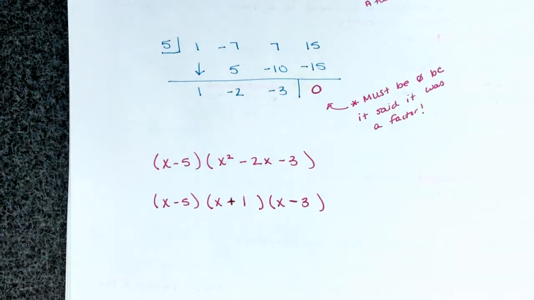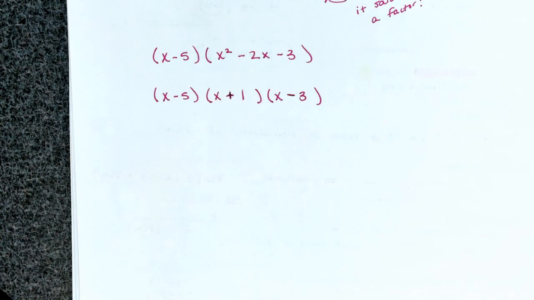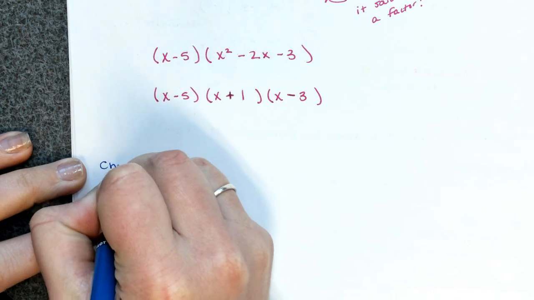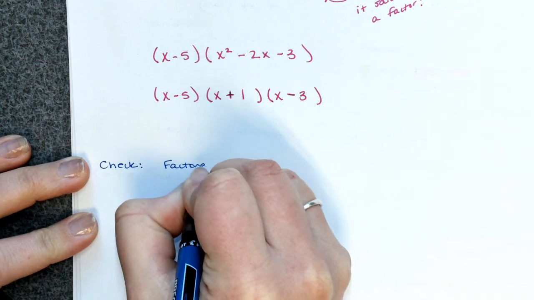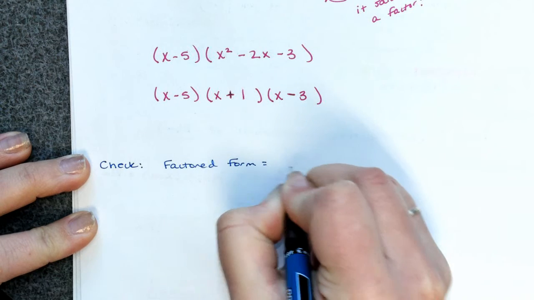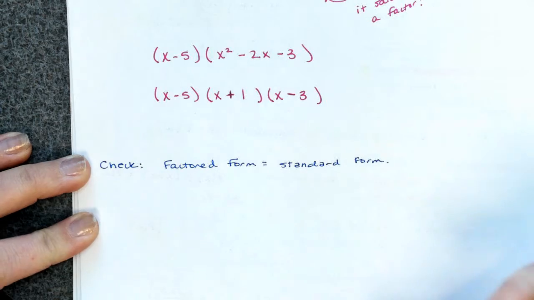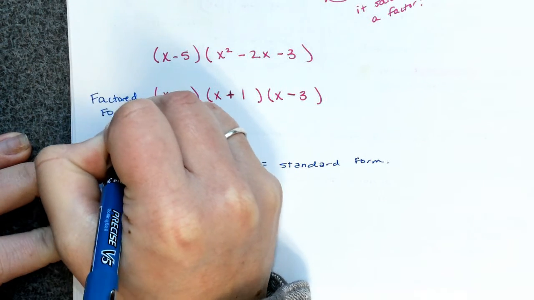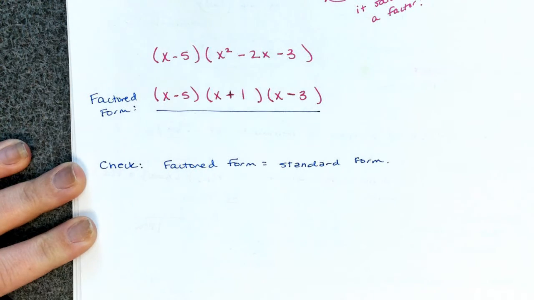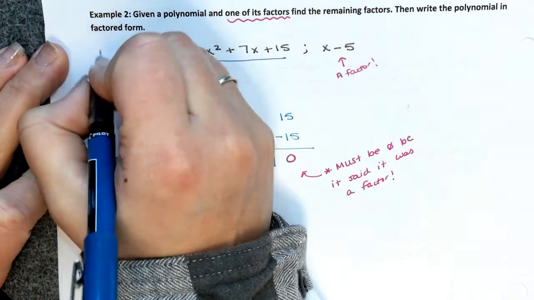Okay, so how can I check this then? If I want to check this, I need to make sure that my factored form equals my standard form. That's my factored form. What I originally started with, this up here, was my standard form.